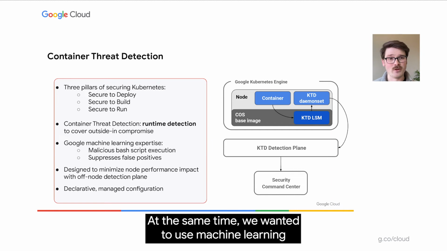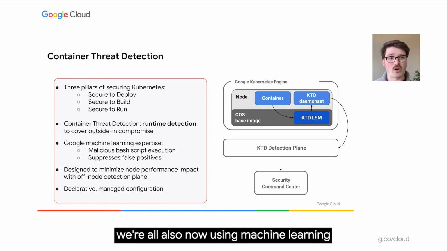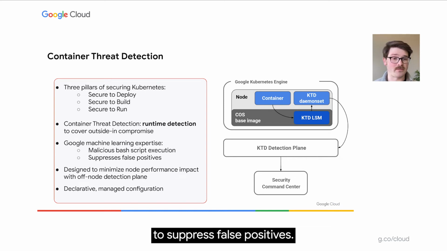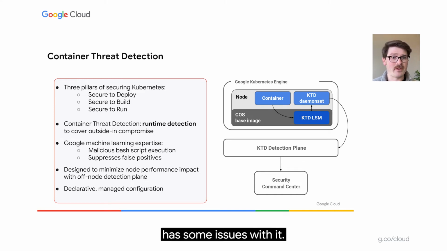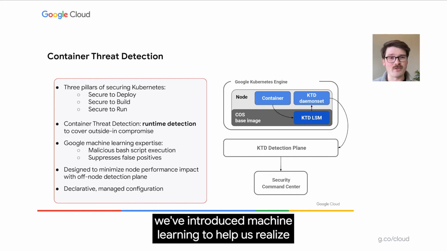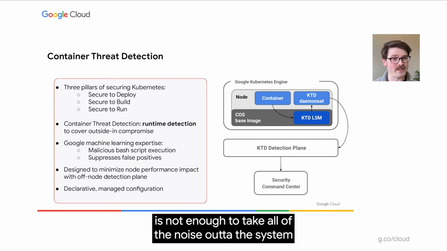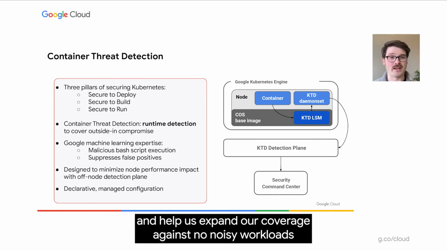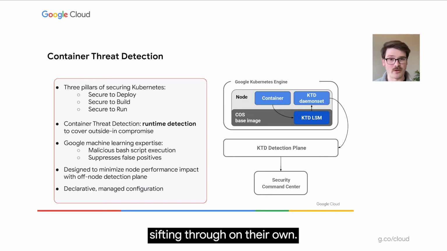At the same time, we wanted to use machine learning to increase our precision. And so in addition to detecting things using machine learning, we're also now using machine learning to suppress false positives. And so we know that the concept of saying, thou shalt not run new libraries has some issues with it. And so to that end, we've introduced machine learning to help us realize when our existing false positive coverage is not enough to take all of the noise out of the system and help us expand our coverage against known noisy workloads and reduce the work that analysts have to do sifting through on their own.